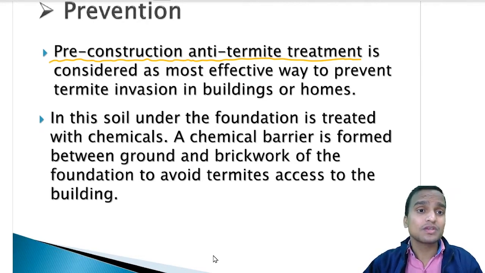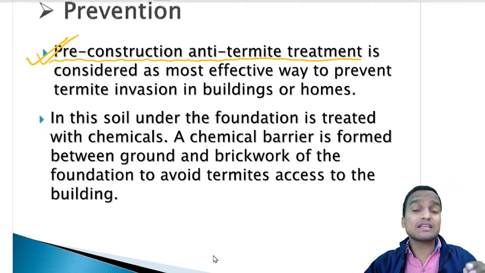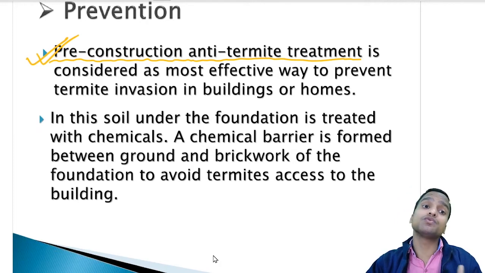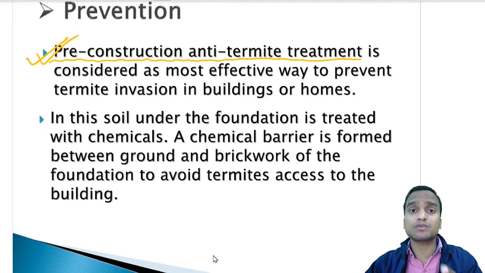Okay. So pre-construction anti-termite treatment is considered the most effective way to prevent termite invasion in buildings or homes. Why? Because we do it prior to the construction of the building itself. In this case, the soil under the foundation is treated with chemicals, and there are many chemicals which you can get from a shop where they sell insecticides or pesticides for agricultural farmers also.